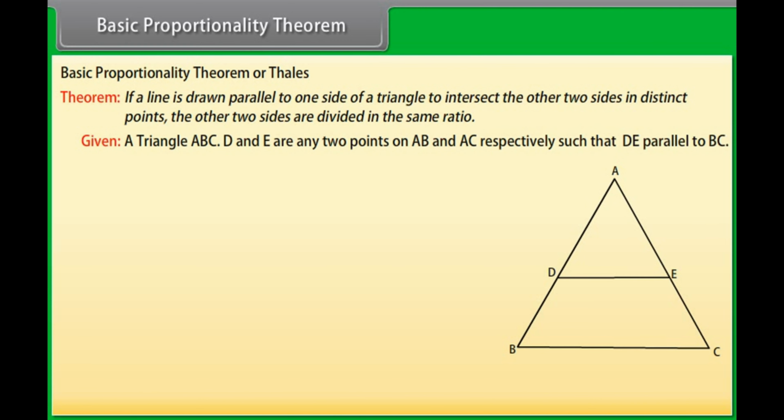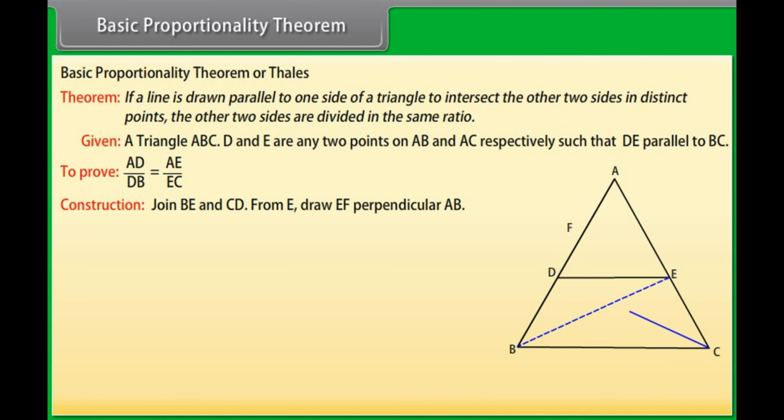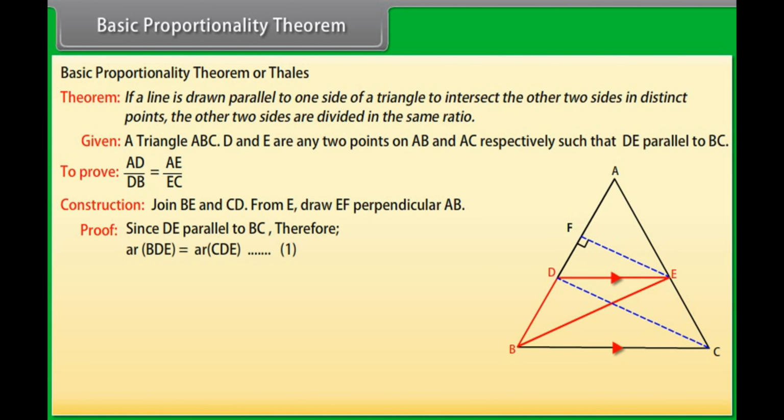Given a triangle ABC, D and E are any two points on AB and AC respectively such that DE is parallel to BC. To prove AD upon DB equals AE upon EC. Construction. Join BE and CD. From E, draw EF perpendicular to AB. Prove. Since DE is parallel to BC, therefore area of triangle BDE equals area of triangle CDE. Mark it as 1.